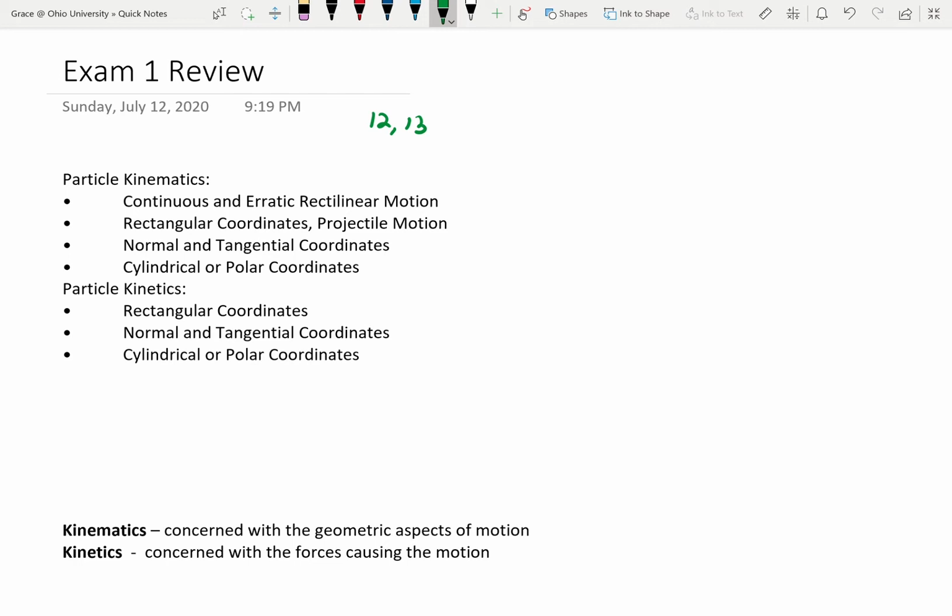And what you want to pay attention to for kinematics is not to worry about the force, but deal more with the actual motion that's happening. And then in kinetics, you want to deal more with the forces that are causing the motion.